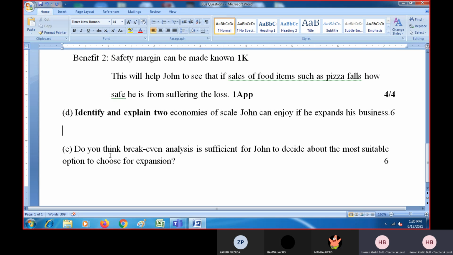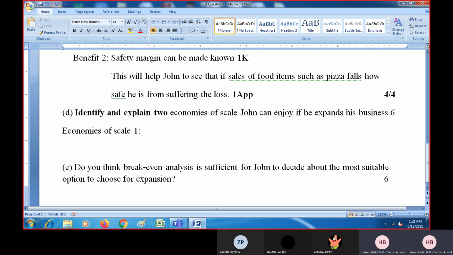Two economies of scale, so they will obviously provide you the space like this. First of all, you will mention the economy of scale there, because after that you will find the explanation. This is the pattern of the paper as well. You mention the economy of scale and then you start explaining that. So, economy of scale could be.